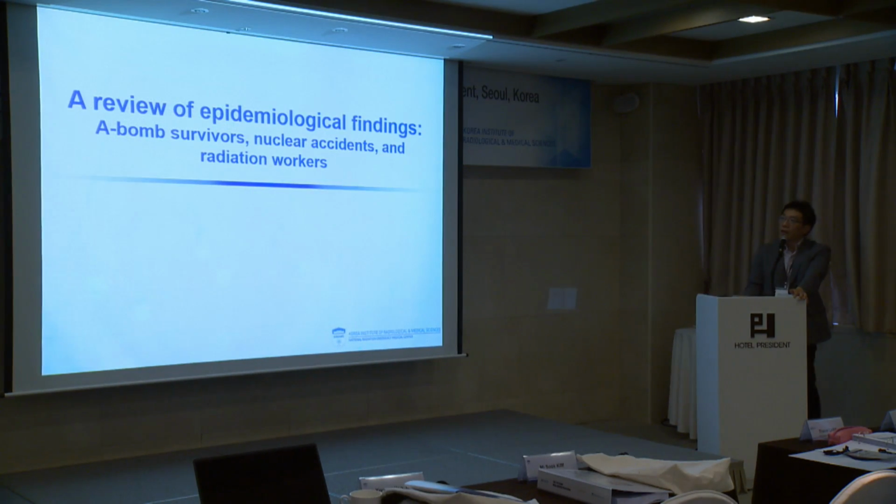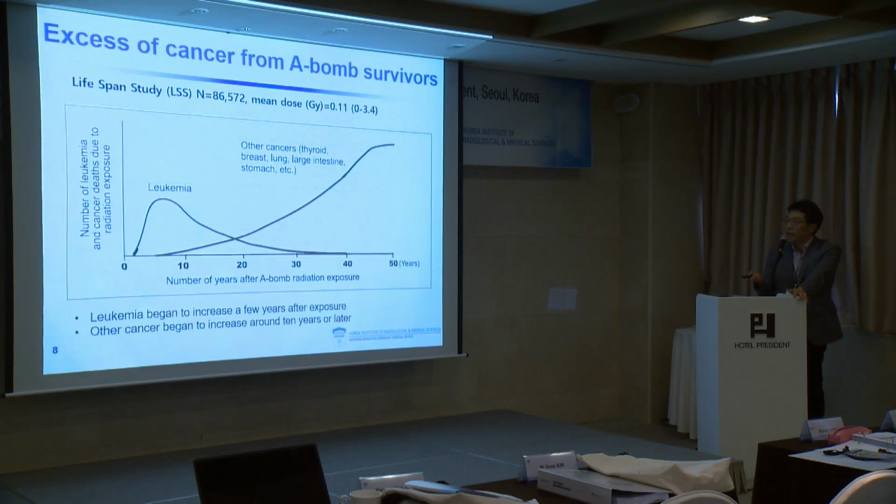Now let's look at the review of epidemiological findings. We're going to briefly go over A-bomb survivors, nuclear accidents, and radiation worker studies. First are the A-bomb survivors. A-bomb survivor data is very, very important reference data, so most risk modeling in the radiation field is based on that kind of data.